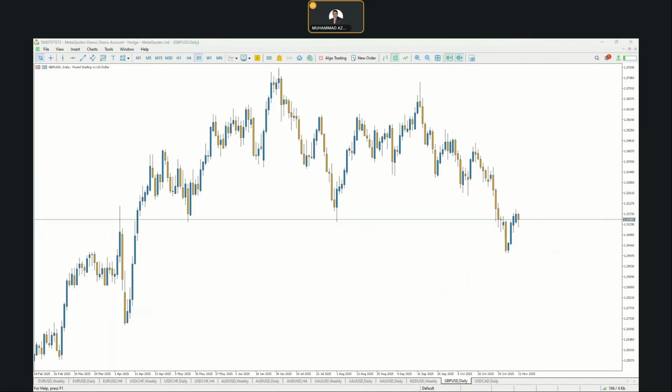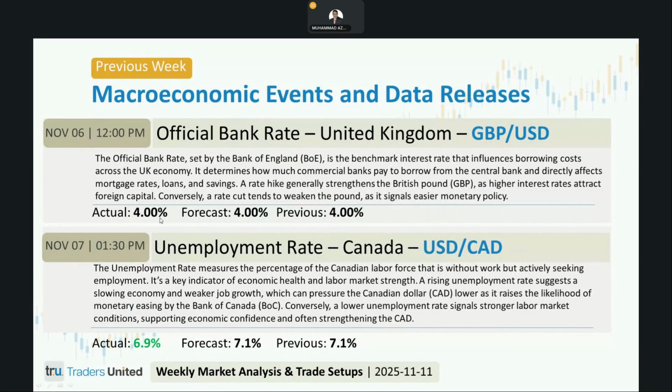Now the interest rate did not get raised. What I mean by that is we got the 4% number. So the Bank of England just simply held the interest rate, and that was basically the expectation or the forecast as well. But the tone leaned hawkish, which pushed the GBPUSD currency pair higher. The Bank of England's language suggested confidence in inflation progress while maintaining vigilance, a balance that supported the British pound.